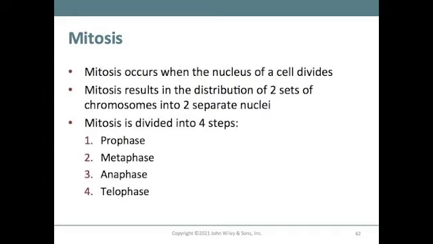Mitosis is a distribution of two sets of chromosomes into two separate nuclei. The process results in the exact partitioning of genetic information. For convenience, biologists divide the process into 4 stages: prophase, metaphase, anaphase, and telophase. However, mitosis is a continuous process. One stage merges seamlessly into the next.